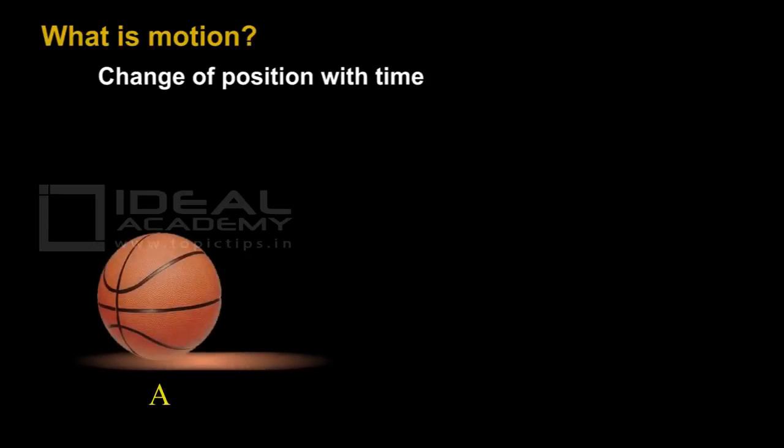Friends, let us start with what is motion. Motion is nothing but change of position with time. Let us suppose we consider an object, say a ball. Here, consider a ball at position A. As time passes, if the position of the ball is still A, that means the position of the ball has not changed, we can say that the ball is at rest. So rest means no change in position.